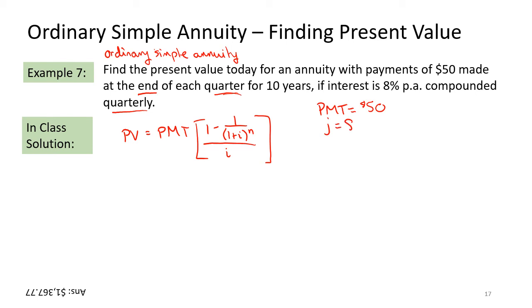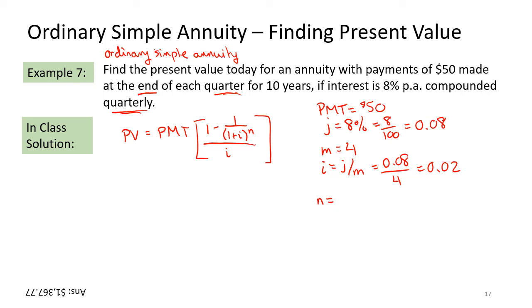We know our nominal interest rate is 8%, which is 8 divided by 100, removing the percentage sign, or 0.08. And we know the number of compounding periods is 4, because it's given in the question that it's quarterly. So our periodic interest rate I is equal to J over M, or 0.08 divided by 4, which gives us 0.02. Now N, our total number of payment periods, it's going for 10 years, and we have 4 payments a year, because he's paying at the end of each quarter, so N is 40.